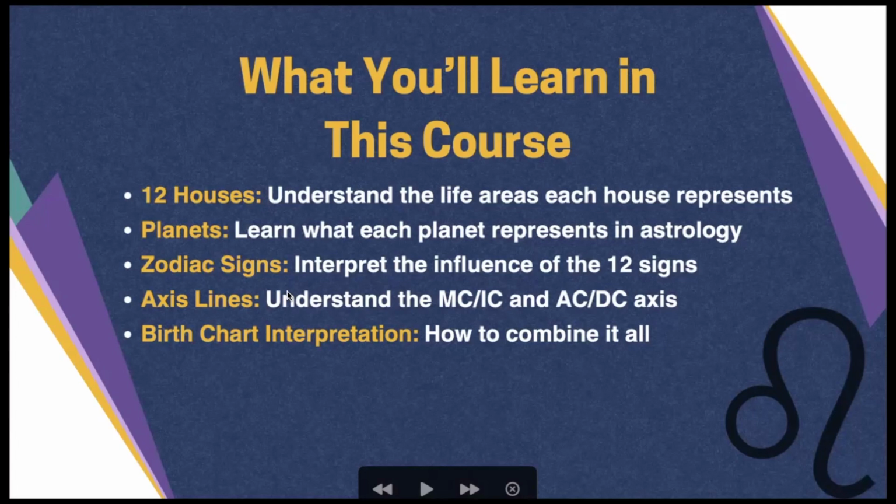Now, what you're going to learn in this course: the 12 houses, you're going to understand the life areas each house represents. For the planets, you'll learn what each planet represents in astrology. For the zodiac signs, you'll interpret the influence of the 12 signs. For the axis lines, you'll understand the MC and IC and AC and DC axis.